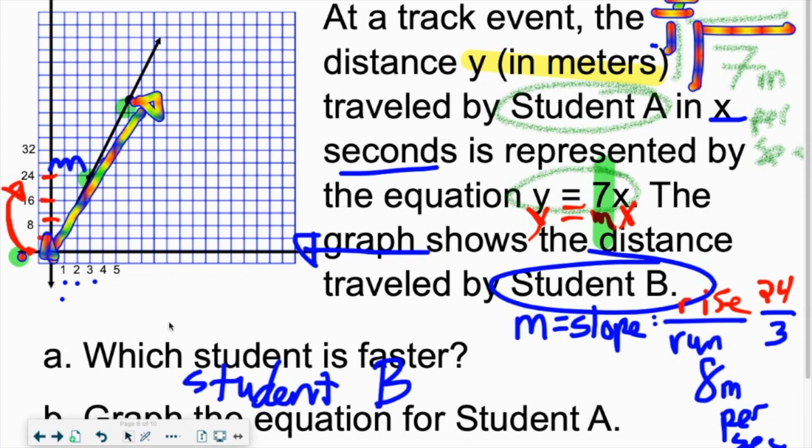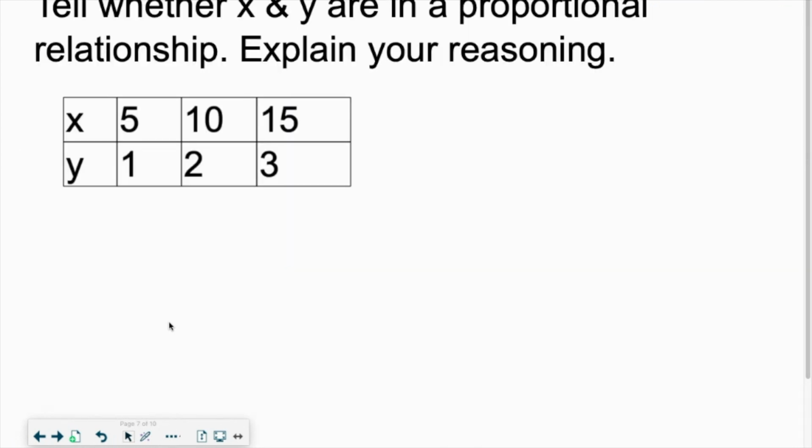Everybody say two? Did you say two? In class we said two. It had to be a straight line. Everyone say line. And it had to go through the origin. Say origin. Line and origin is what it has to do. So if they are in a proportional relationship, if they vary directly, there are two things. They're going to be a straight line, and they're going to go through the origin.